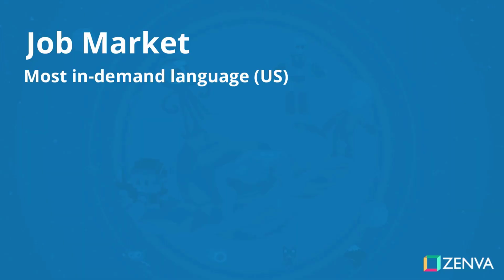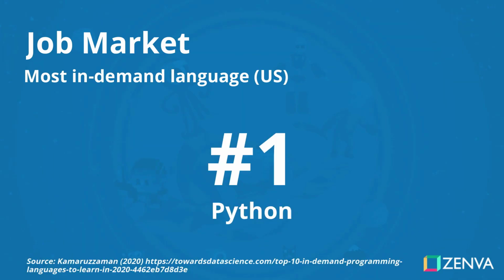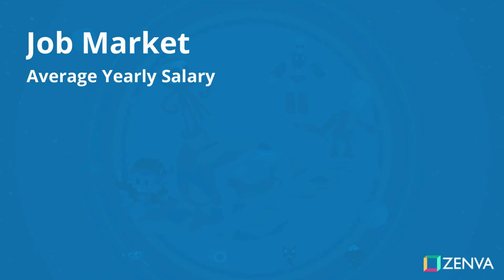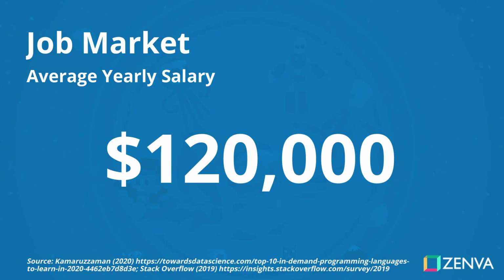The popularity is also reflected in the job market. According to Indeed, Python is the most in-demand language in the US. It's also the third highest paying programming language, with an average salary of $120,000 a year. And Python developers can earn these high salaries with relatively low experience compared to other mainstream programming languages.